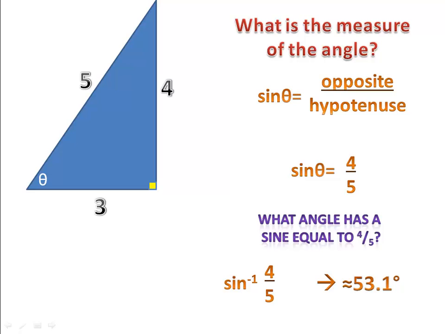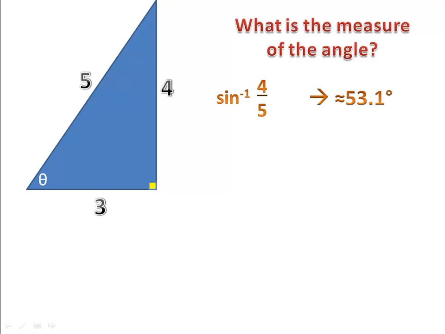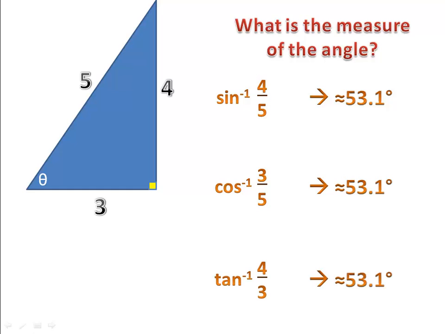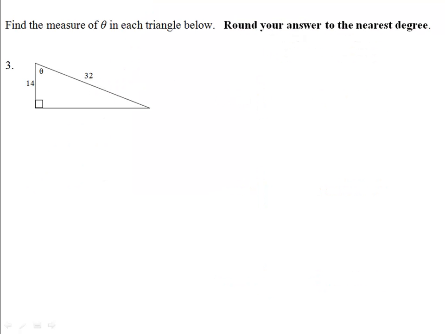Before we look through our first example, though, I know you might be thinking, what if I didn't pick the opposite and the hypotenuse, the 4 and the 5? What if I picked the opposite and the adjacent, or the adjacent and the hypotenuse? This is what's really cool. If I pick the sine, I get 53 degrees. If I pick the cosine, 3 over 5, I also get 53 degrees. If I pick tangent, 4 over 3, I also get 53 degrees. And so it didn't really matter which ratio I chose as long as I used the correct sides. Example 3 is where we'll begin in the notes, so please move forward to example 3.